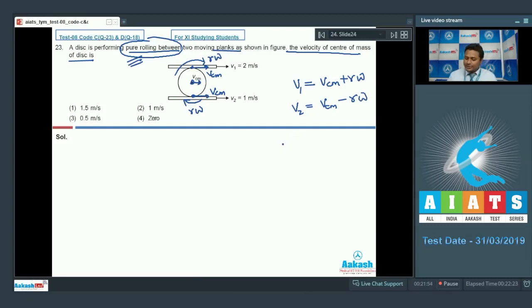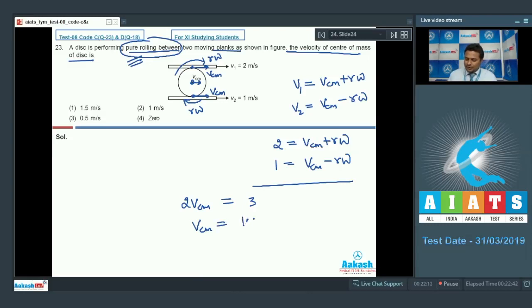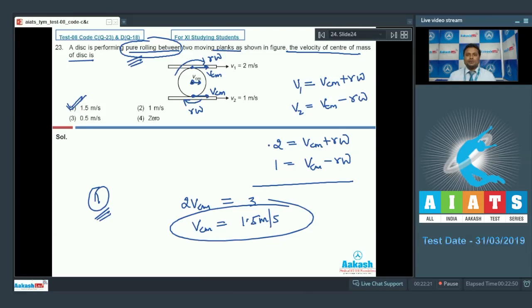V1 is given 2. So 2 equals VCM plus r omega. V2 is 1. So 1 equals VCM minus r omega. Adding them gets you 2 VCM equals 3. So velocity of center of mass will be what? 1.5 meter per second. Option number 1 is absolutely correct. We'll go with option number 1 only.